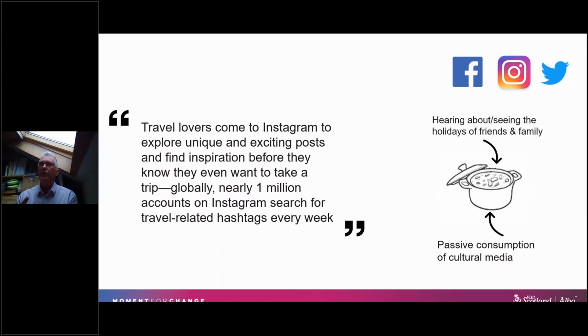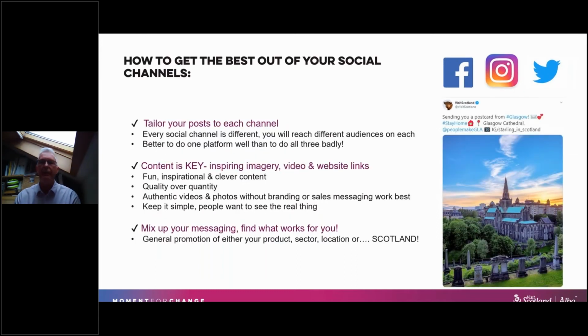And one of the statements we know from Instagram is that globally, nearly 1 million accounts on Instagram search for travel related hashtags every week. So we need to be on all of the channels, or as many of the channels as we possibly can. But we need to get the very best out of that. So the tip that I would suggest to you is tailor for each channel. It's so easy to think I have a product to sell and put it out on every channel with a call to action to book, rather than thinking of what type of person is on this particular channel and what will interest them. It sounds a little bit like semantics, but is so important.